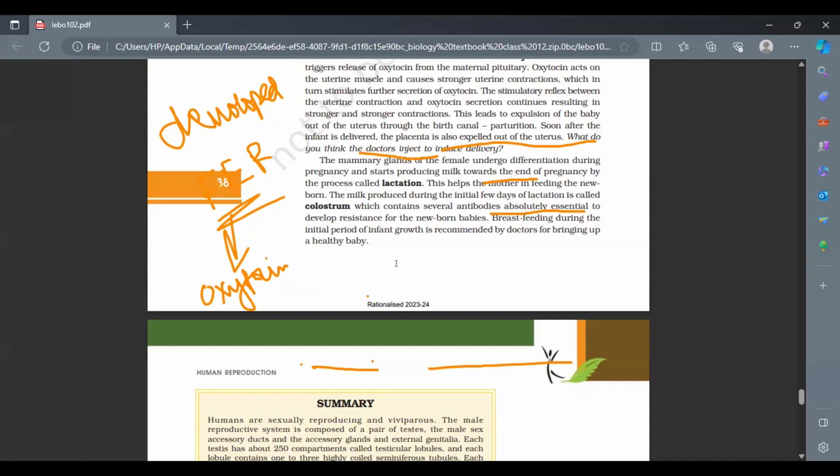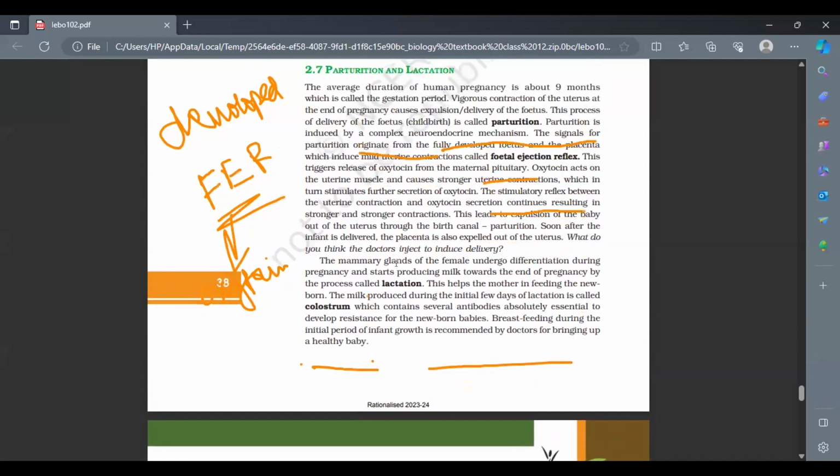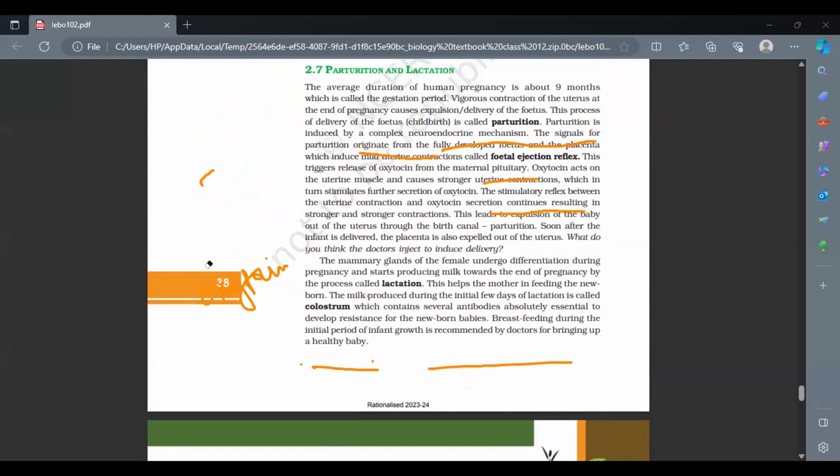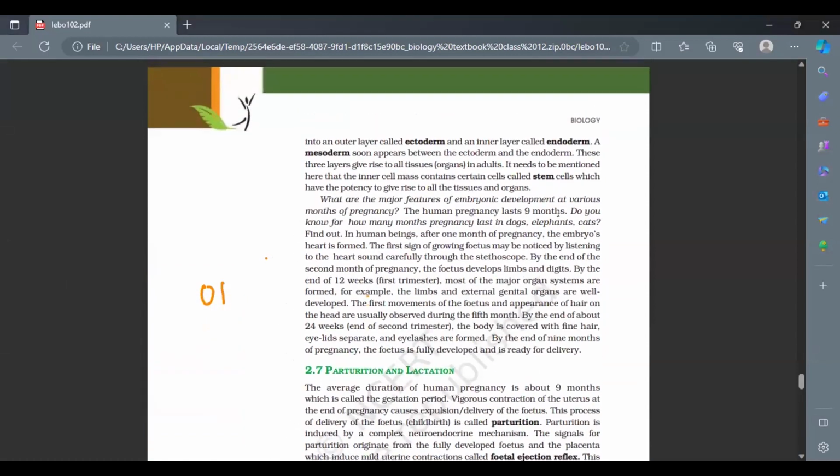Right. So I think we are done with the chapter. It's a very interesting chapter, at the same time quite lengthy, and a scoring chapter also. You get to score good marks from this chapter. So make sure that all the diagrams are practiced nicely and you are able to understand each and every line of it. All the definitions, important points, and important terminologies are very, very important in this chapter. So make sure that you go through it very nicely.